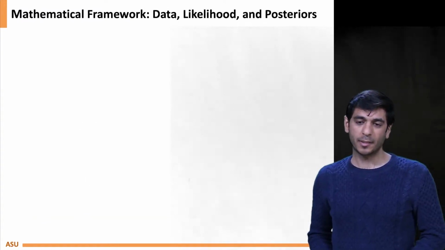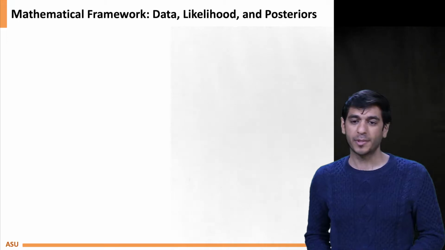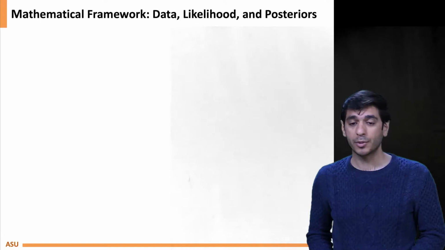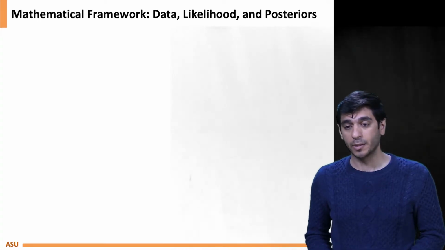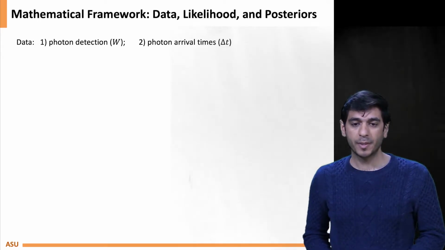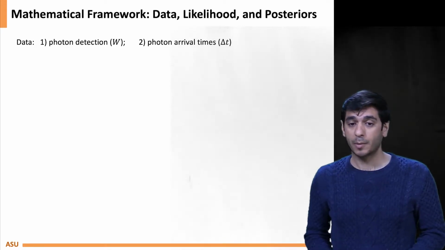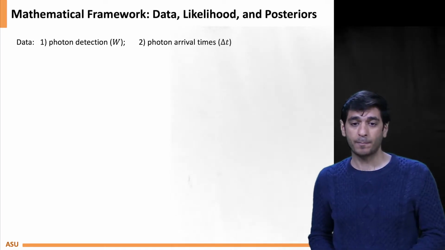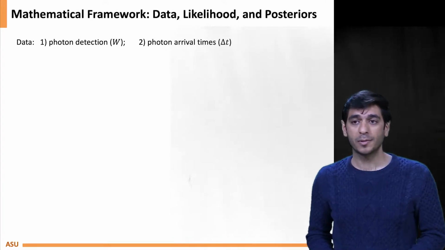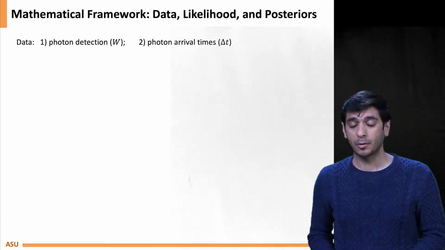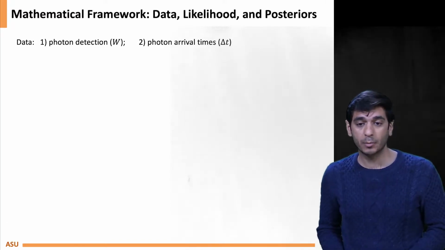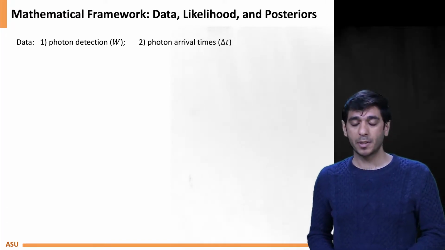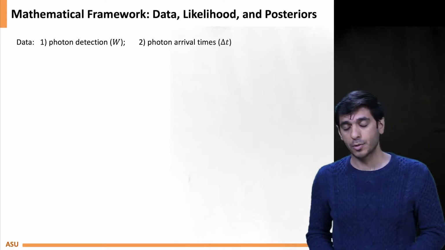In this slide and the next 2 slides, I'm going to present the mathematical framework that we propose to solve issues 2 to 5 that I explained in the previous slide. So first, I start from the data, or observations, from such FLIM experiments. The first observation is whether a pulse leads to a photon detection or not, or in other words, whether a pulse is empty or not, which I show here by W. The second observation is the photon arrival times, which I show here by delta T.